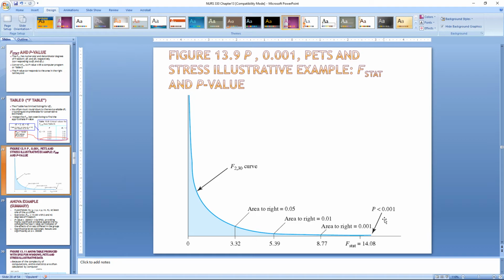Once again, we can't calculate the exact one. We're just listing the critical cutoff value. And then we could state that our F value of 14.08 is highly significant.